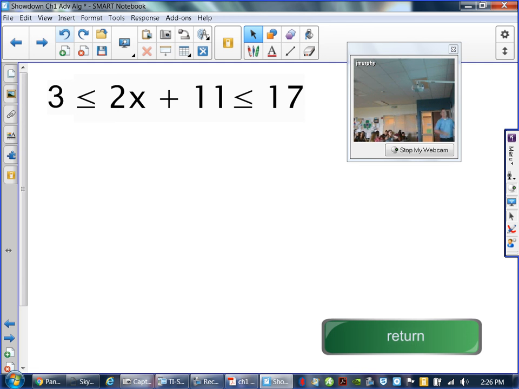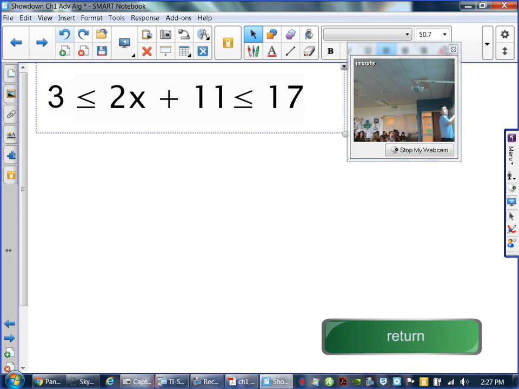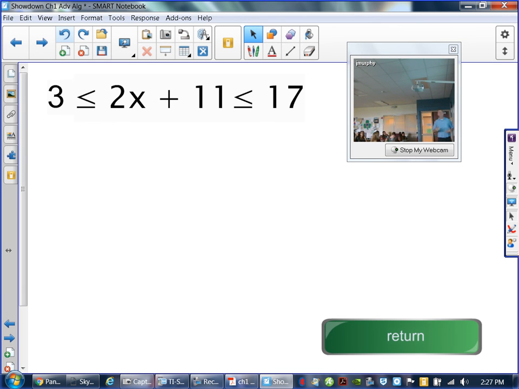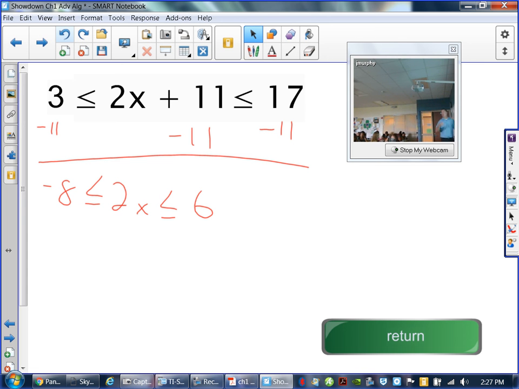What would be your first step if I blocked out the 17 part? I'd subtract the 11. Well, you'd have to do that to both parts of this. And then you get negative 8 less than or equal to 2x less than or equal to 6. And then divide by 2 and you get your negative 4. That's a perfectly fine way of doing that.